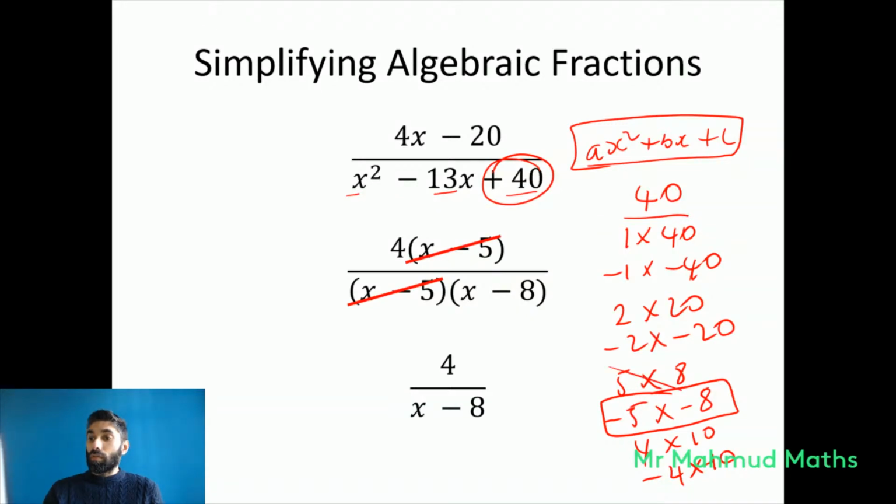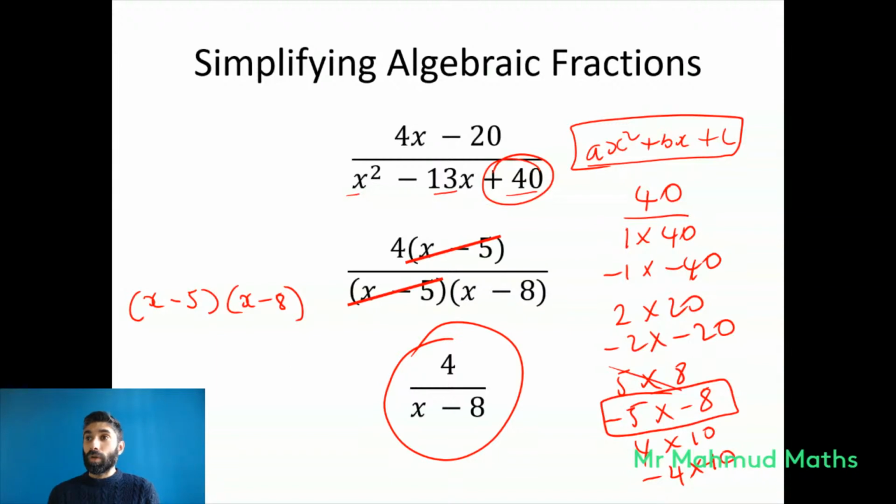Now what we need to do is write double brackets. Let's do it here, I don't have space there. With two x's in there. So we have minus 5 and minus 8. All we have to do is put minus 5 and minus 8 in the brackets. And that's it. We factorized the quadratic, and that's our answer. All we did after that was cancel out the like expressions, and then we're left with just 4 over x minus 8.